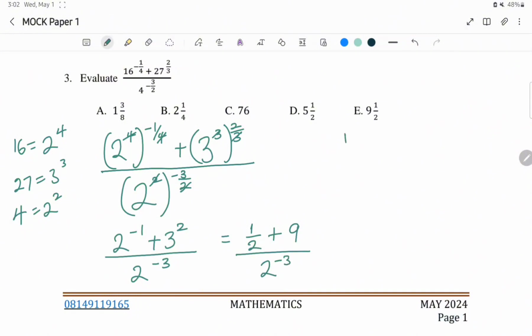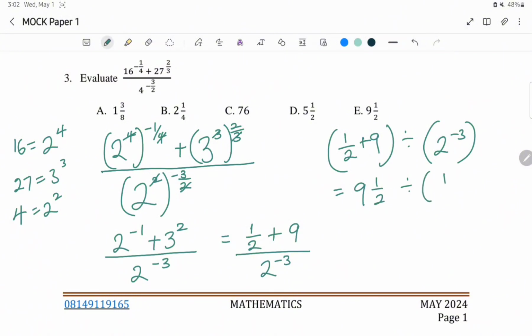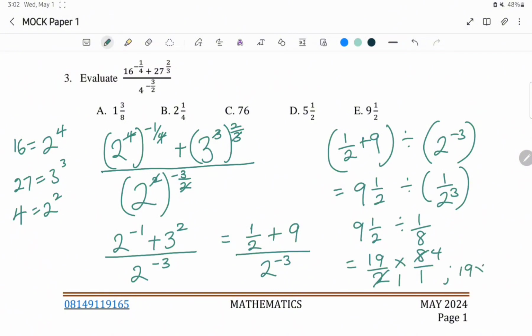So we have 1 over 2 plus 9, divided by 2 raised to the power minus 3. 1 over 2 plus 9 is 9.5, divided by 1 over 2 raised to the power 3, which is 1 over 8. So 9.5 divided by 1 over 8 is the same thing as 19 over 2 times 8 over 1. 2 here 1, 2 here 4. 19 multiplied by 4 will give 76, and that's option C.